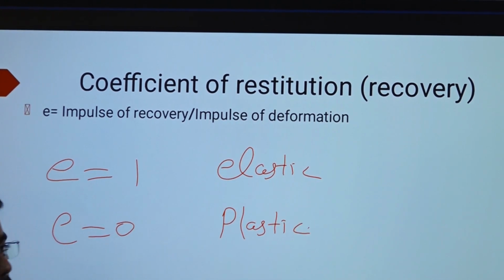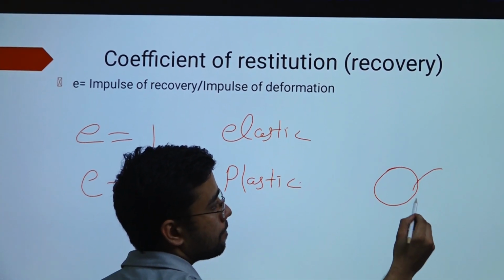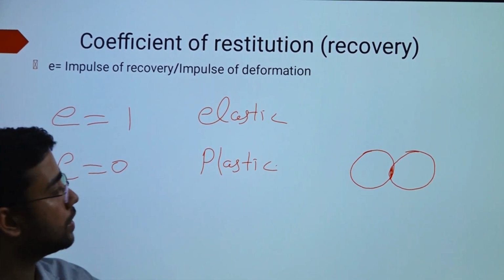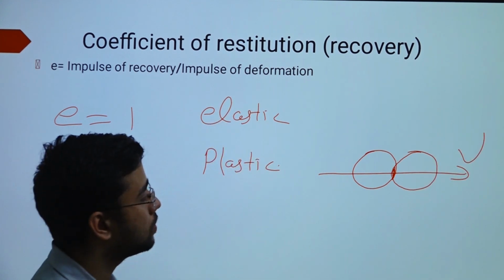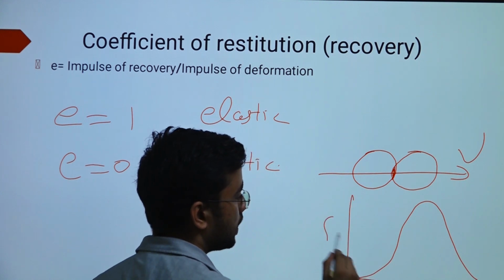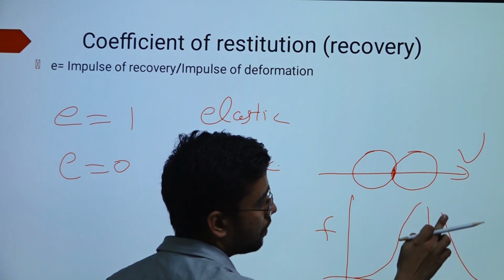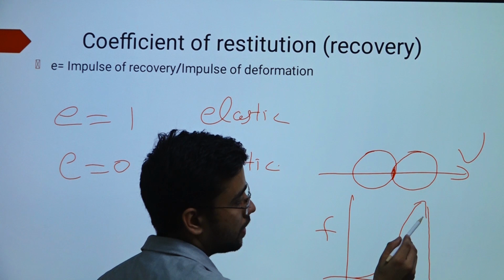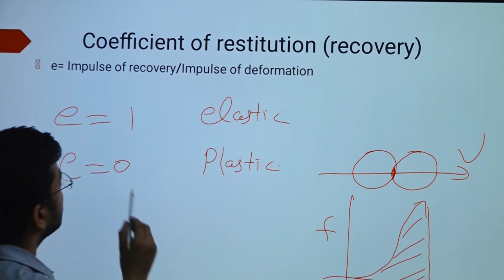Right. So what is the meaning of plastic? After deformation, when they collide, they will stick. Now they won't go separate. Both are going with the same velocity v, right? So in that curve, what will happen? Suppose we have this curve between force and time. Deformation will happen, but recovery won't happen. Because recovery is finished, that's why E will become 0, right?